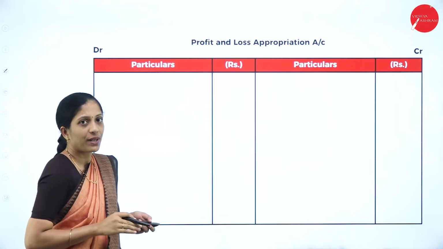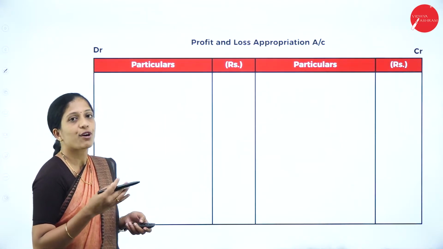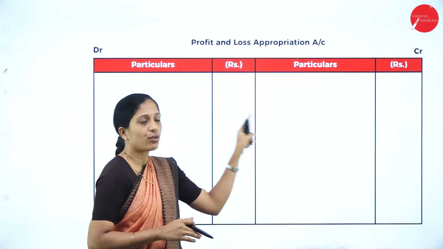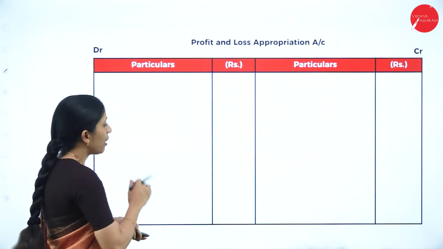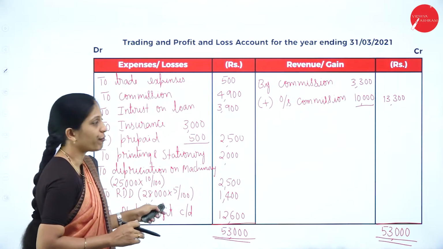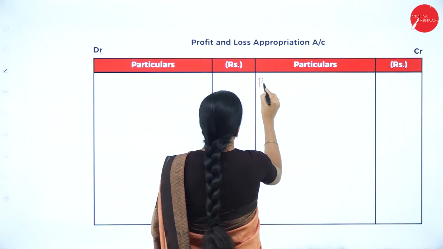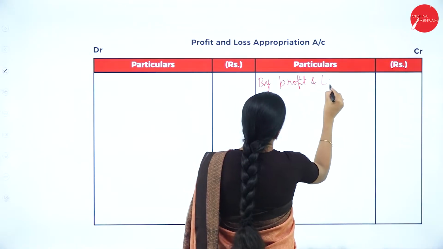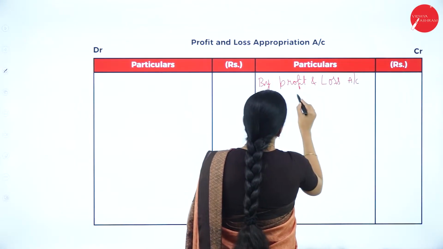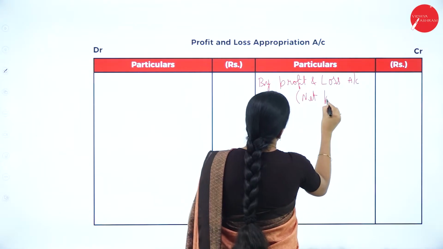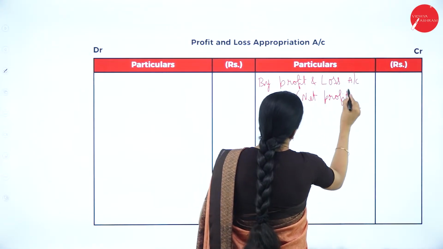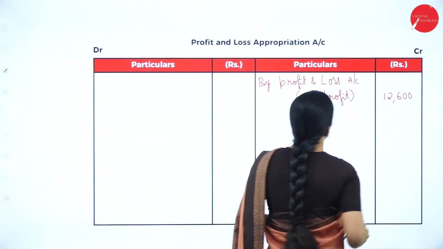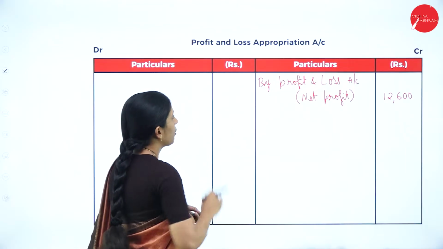Now moving on to the next one, that is a continuation of your P&L account, that is profit and loss appropriation account. So your columns are particulars and amount, you have debit as well as credit side. Now how to start? You have to bring down this net profit. So that is in the credit side by profit and loss account, in the bracket net profit, and the amount is 12,600.